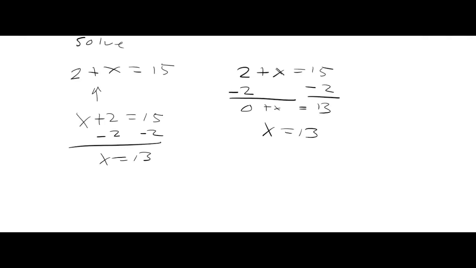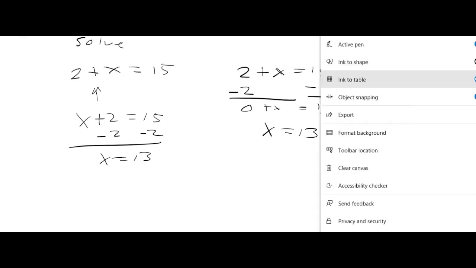All right, there's another way this could become complicated. Clear the canvas. Another way this could happen is I could have 5 equals negative 3 plus x. Wait a minute, negative 3 plus x.